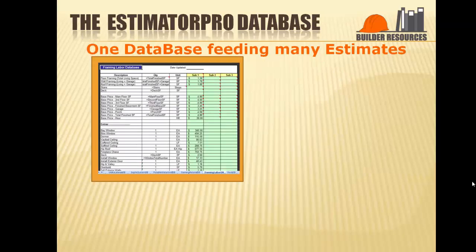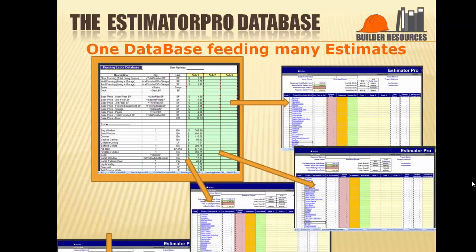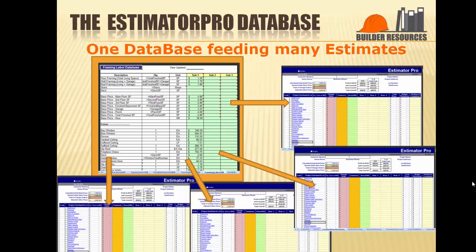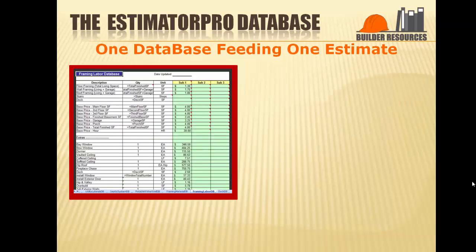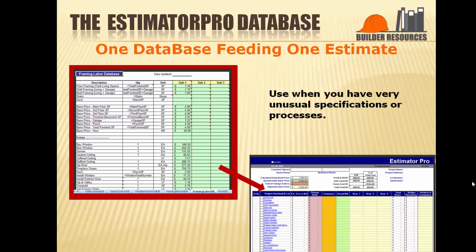You can have one database feeding many estimates. And this is a scenario that most people are going to be using. You can also have one database feeding one estimate. And this is usually the case when you have a very unusual specification set or different processes that the buyer wants you to be using when you build his project.